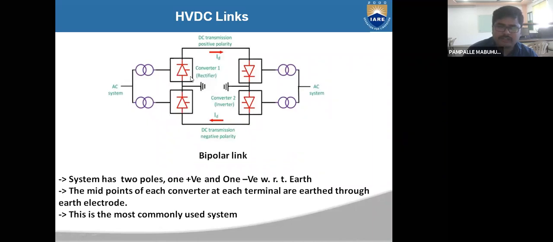Here also you will have two converter stations, one a rectifier and the other an inverter. The midpoint of the rectifier and the midpoint of the inverter are both connected to earth. So the midpoints of the converters are connected to the earth through the earth electrode. Generally, this is the most commonly used transmission system at present.